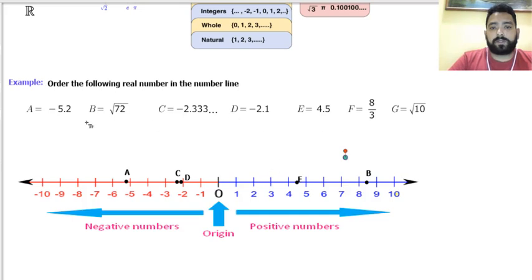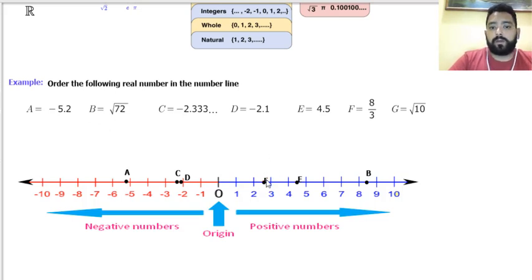To continue with these exercises, we're going to divide 8 over 3, or the fraction eight thirds. When you divide 8 over 3, the approximation is 2.6. And 2.6 you can find between 2 and 3. So it's here, and you will plot the letter F.